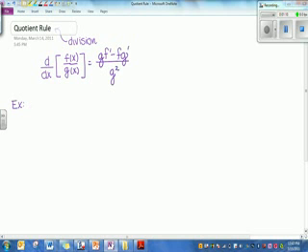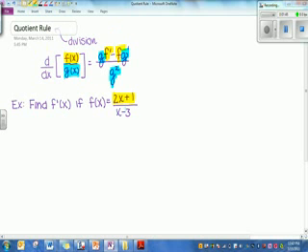So let's say, for example, I say find f prime of x if f of x is equal to 2x plus 1 over x minus 3. So we'll let the numerator represent the f in this equation, and we'll let the denominator equal the g in the equation, right? Because that's what they really stand for, the denominator function and the numerator function.